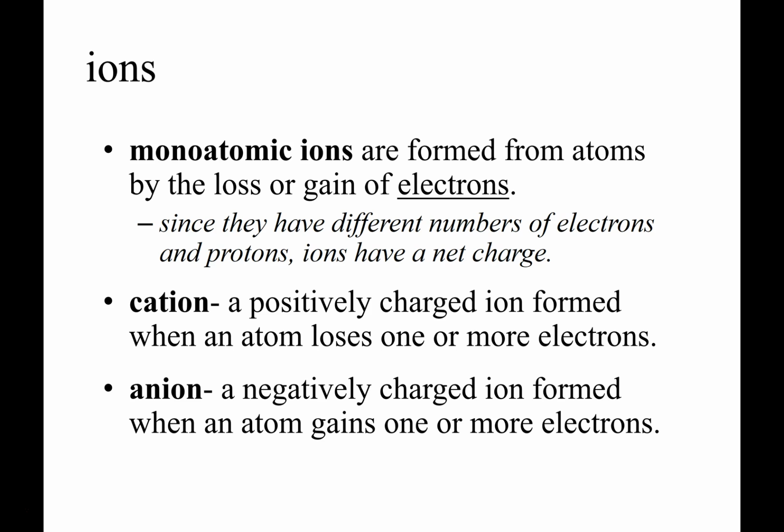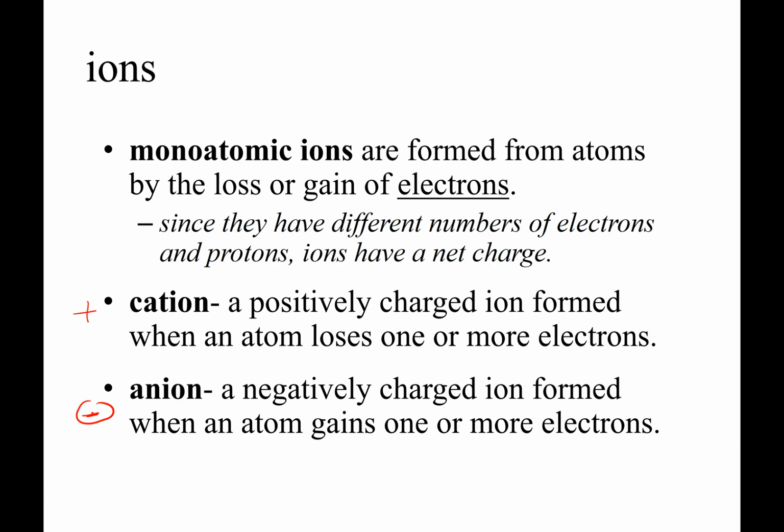If it's negatively charged, does it have more or fewer electrons than protons? It has more electrons. We call that an anion. It's negatively charged because it has more electrons. What about a cation? It has fewer electrons. It's positively charged.